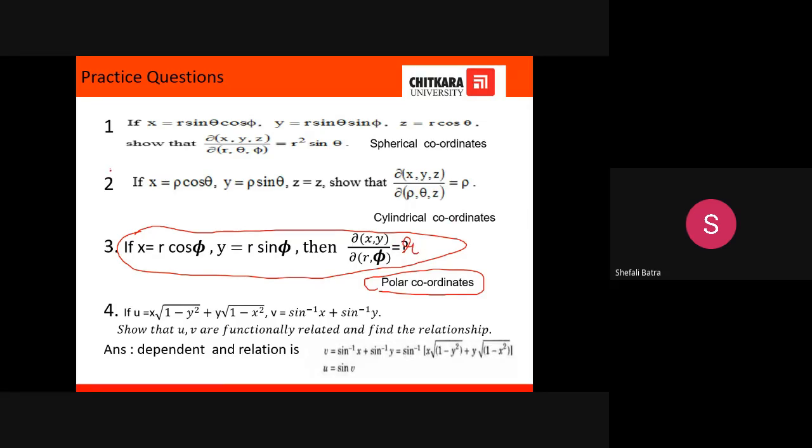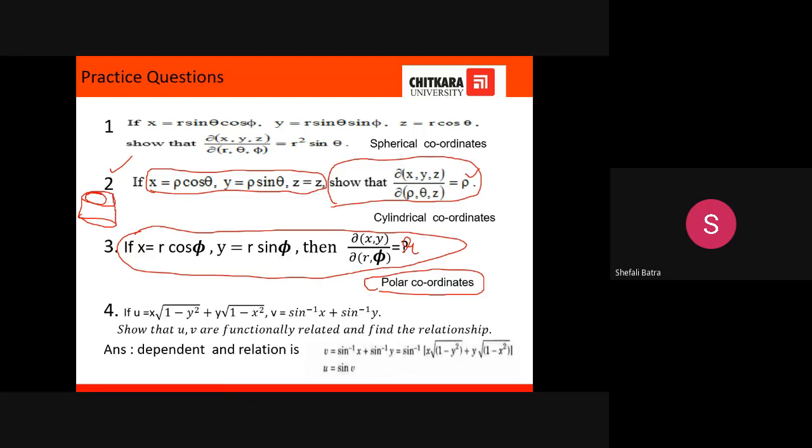Now come to the second question. x is equal to rho cos theta, y is equal to rho sin theta, and z is equal to z. Then you need to find the Jacobian of x, y, z with respect to rho, theta, and z. You will simplify it and check whether you are getting the answer rho or not. These are known as cylindrical coordinates. Because what does a cylinder look like? Like this. A circular cylinder.